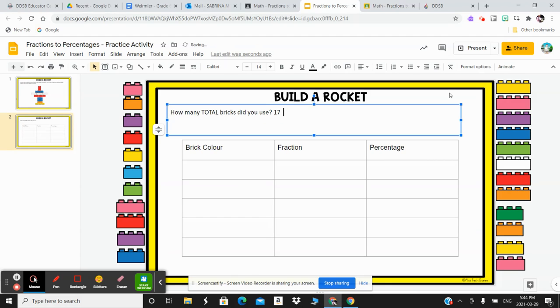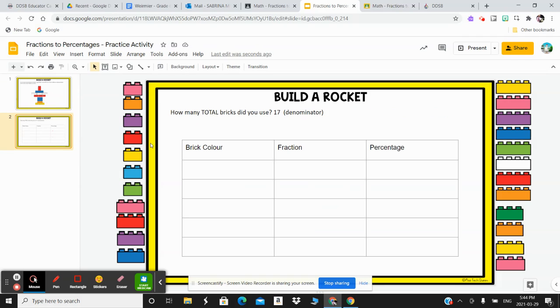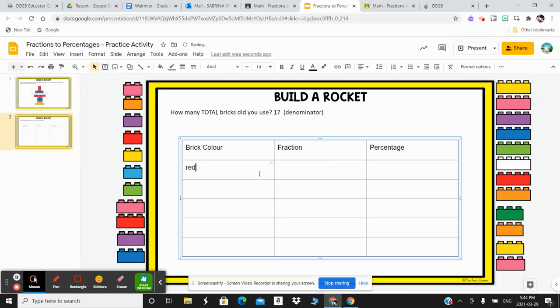That's going to become a denominator in all of my fractions, right? Because 17 bricks is my whole. So let's go back and look at my brick color. I have red, blue, white, orange, and yellow. So that'll be my first step. So I have red, blue, white, yellow. Okay, so step one was easy.